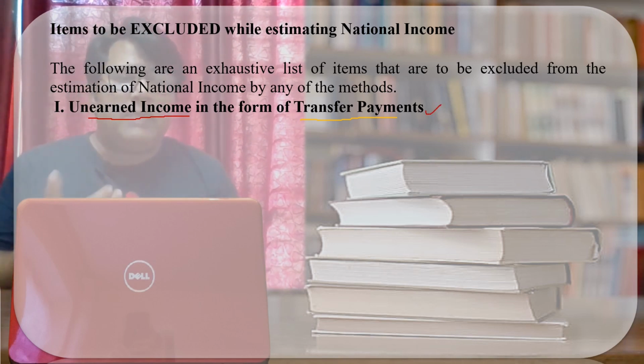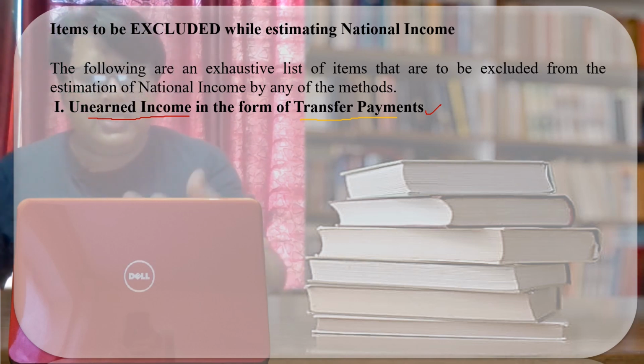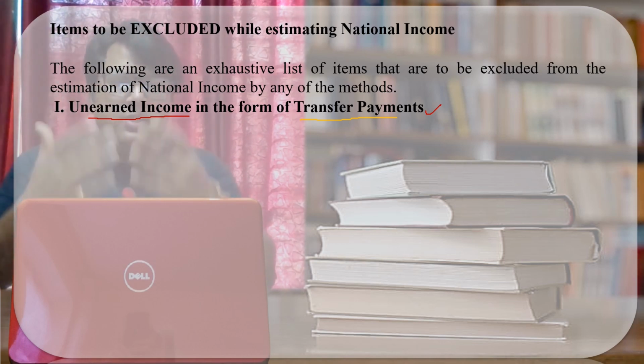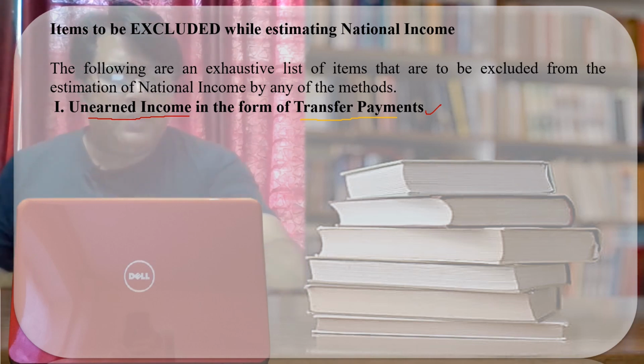We consider that type of income which is bilateral in nature. We consider income which is not unilateral in nature. When I say unilateral, it means a one-sided transaction. Clear? Let us see the things which come under the parameter of the transfer payment.